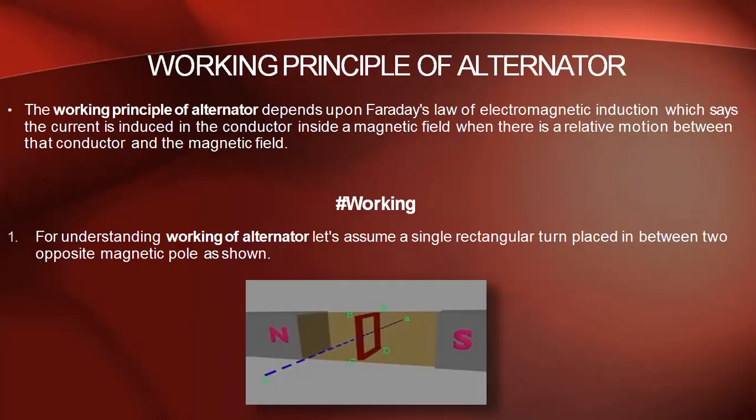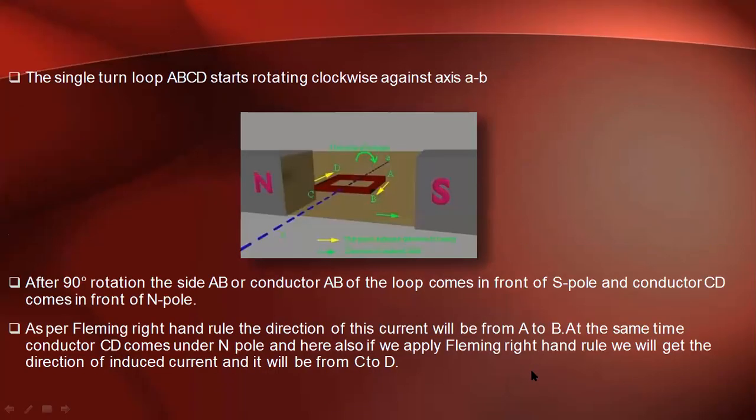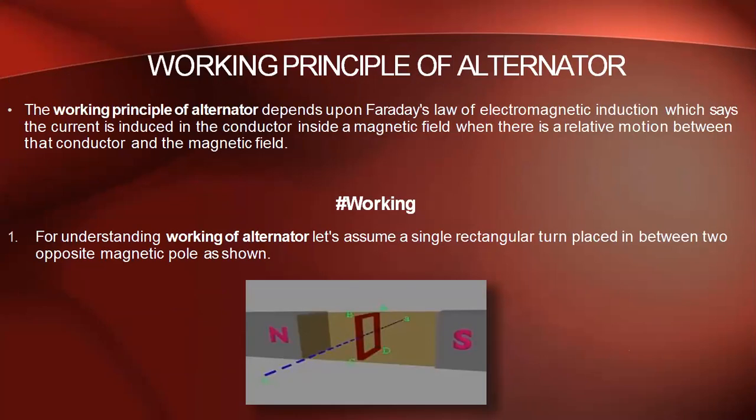For understanding the working of an alternator, I am assuming a single rectangular coil ABCD placed between two magnetic poles, as shown in this diagram. In this first position, you can see the flux lines are like this, and the conductor is across the flux.